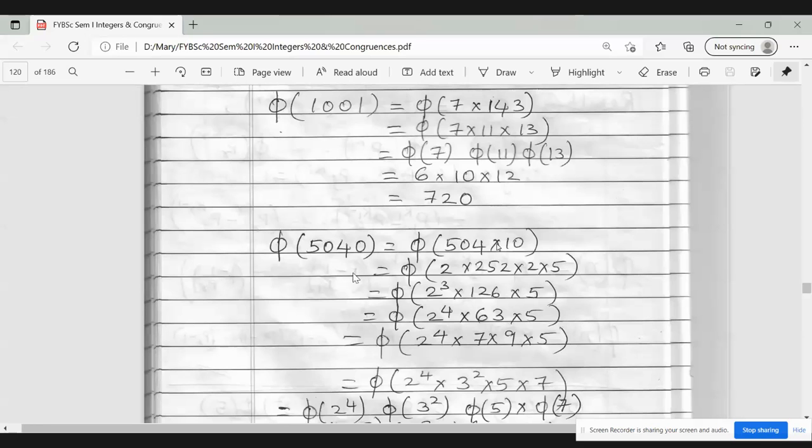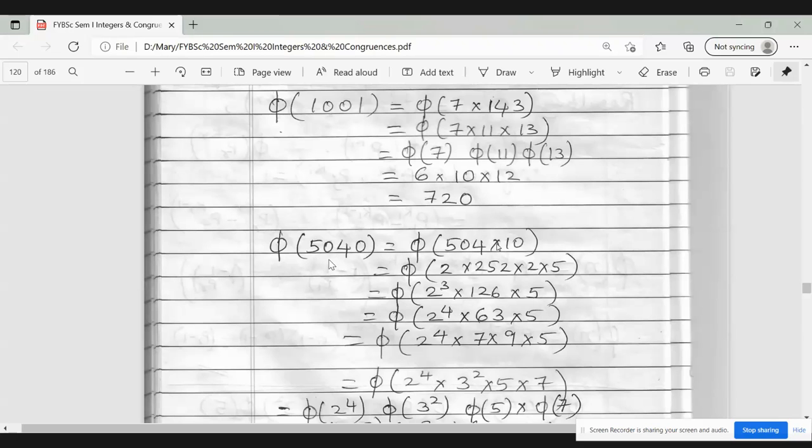If you use the formula, you can just use 5040 into 1 minus 1 by 2, and so on, if you know what are the primes used. Here you should know the powers. So actually that formula will be more useful. No need of writing this always. So you can go by the formula.